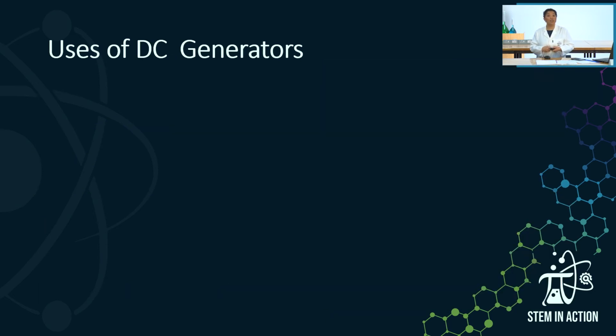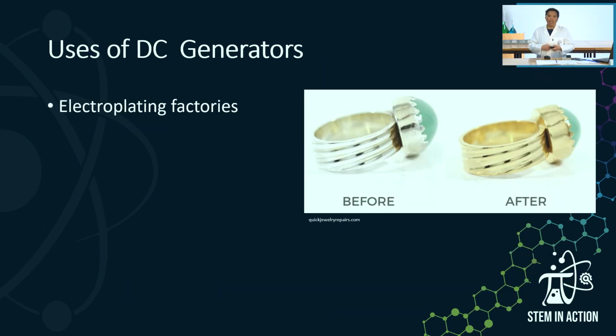So let's look at the uses of DC generators. Electroplating factories make use of DC generators. Again, there's a link between this part 1 and part 2 of electrochemistry. In electrochemistry, we looked at how electrolytic cells are used in industry, and we considered electroplating.